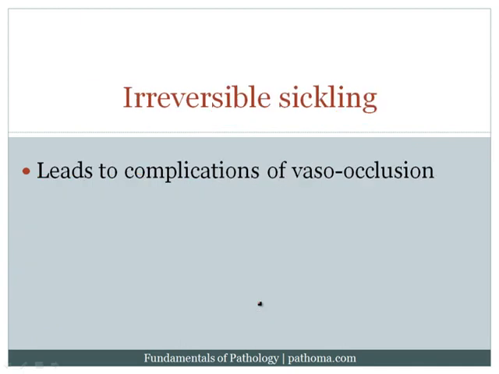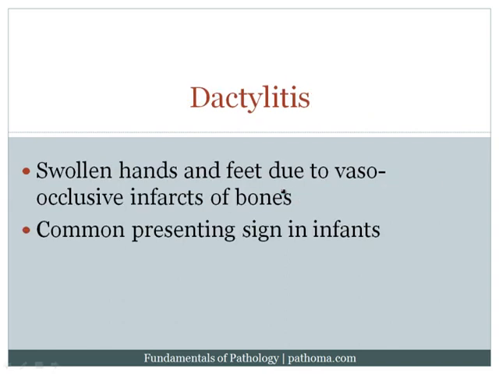Another consequence of sickling is that eventually you can develop irreversible sickling, and so this is sort of the second major problem. One problem was red blood cell damage, which then resulted in the anemia and all of those complications I've already discussed. A second major problem is irreversible sickling. The irreversible sickling leads to vasoocclusion, and vasoocclusion can then result in infarction of tissues. The first classic example of vasoocclusion would be dactylitis.